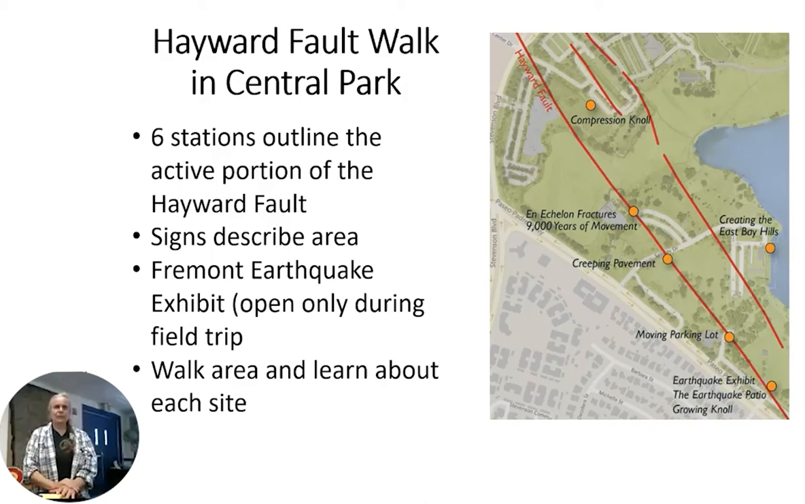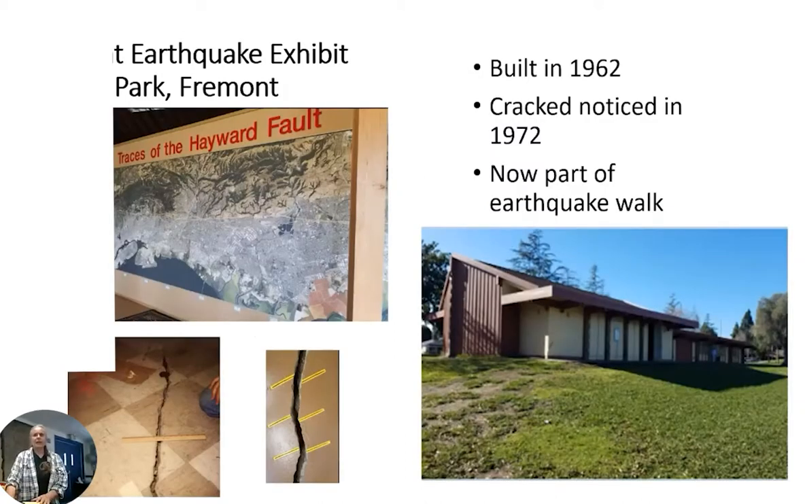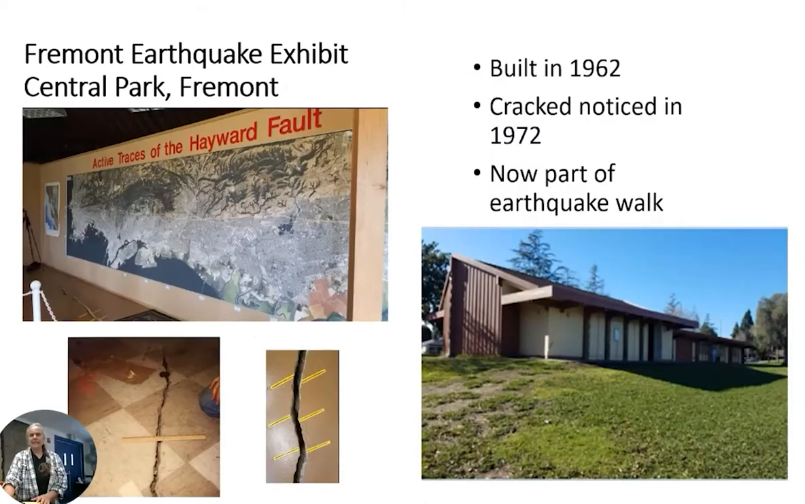This is the Fremont Earthquake exhibit. This building was built in 1962 as the first city hall. The cracks were first noticed. So take a look at this bottom left-hand corner and you'll see a crack. They didn't know what it was. This is before plate tectonics was actually accepted by all scientists. And so this building was here and all of a sudden the janitor comes in and finds a crack. This is the only surviving picture of it.